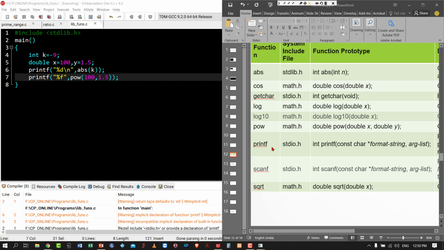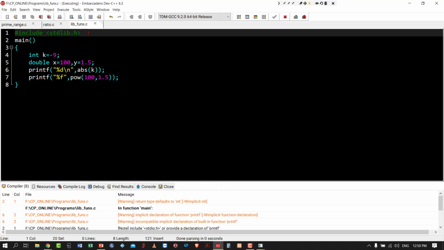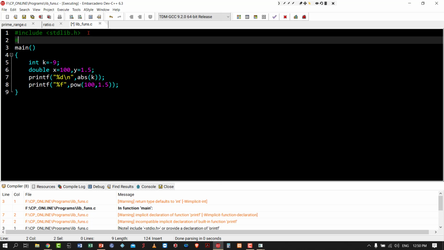The library for printf is stdio.h. So it is a good practice, whenever you use printf, you have to include stdio.h. Remember the syntax. It always starts with a hash, then include, then the header file within angular brackets.